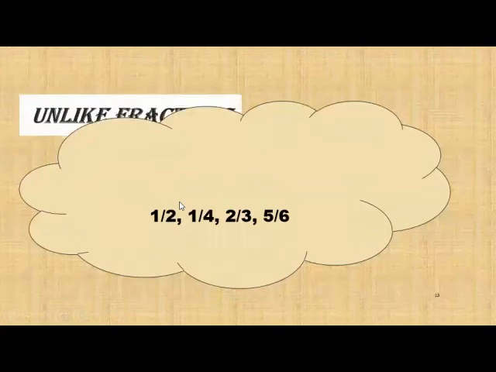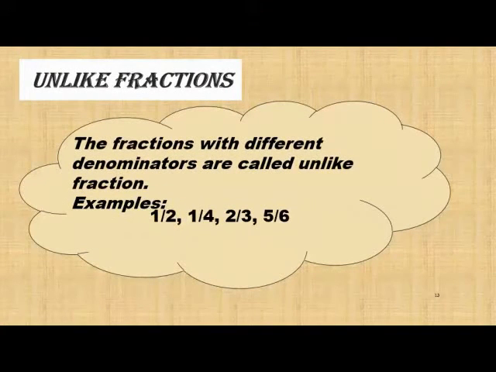Now move to another type, which is unlike fraction. What is unlike fraction? The fractions with different denominators are called unlike fractions. These are the examples: 1 upon 2, 1 upon 4, 2 upon 3 and 5 upon 6. As you can see, in these fractions the denominators are different, so these types of fractions are known as unlike fractions.